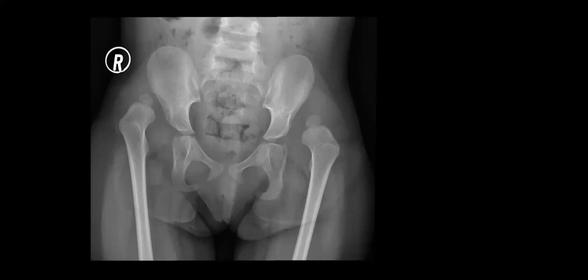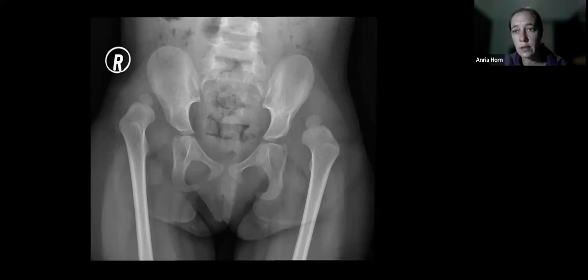So she does have an increased acetabular index as well. So if the articular cartilage is preserved, we can do a reorientation osteotomy to increase the lateral coverage. So basically, she needs open reduction, femoral shortening, and some form of acetabular osteotomy, whatever your choice is.